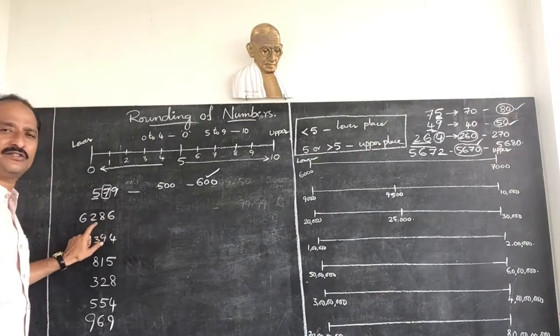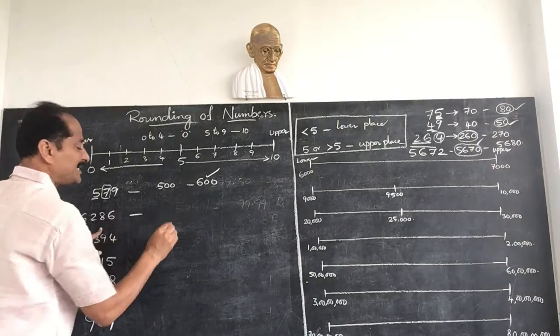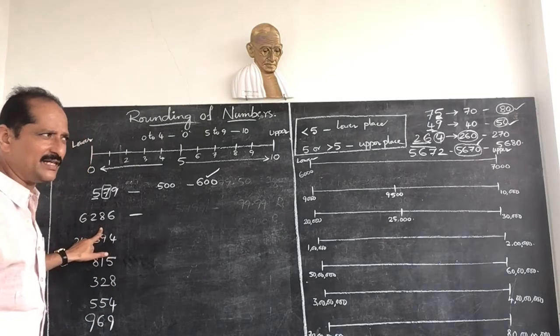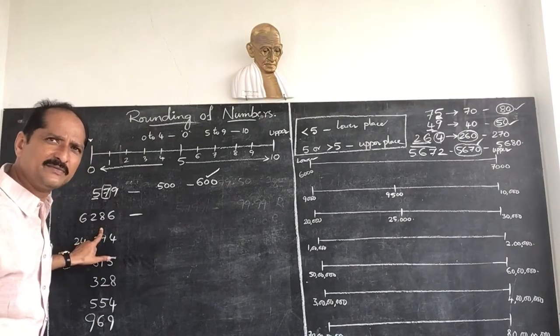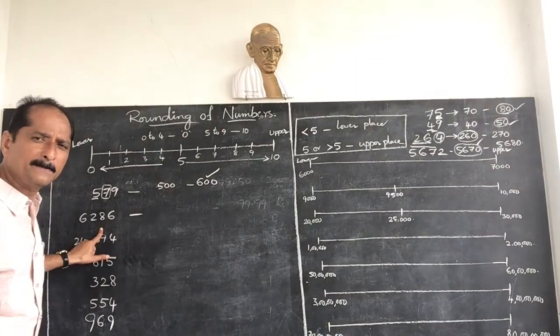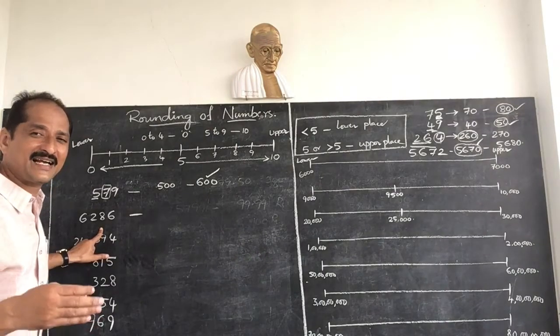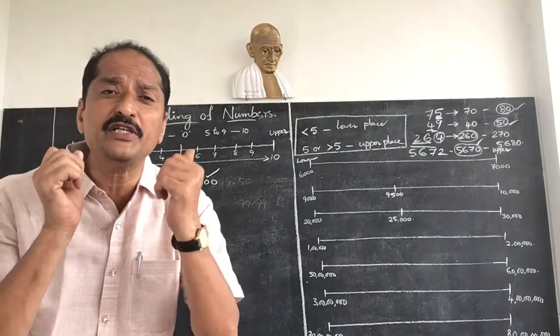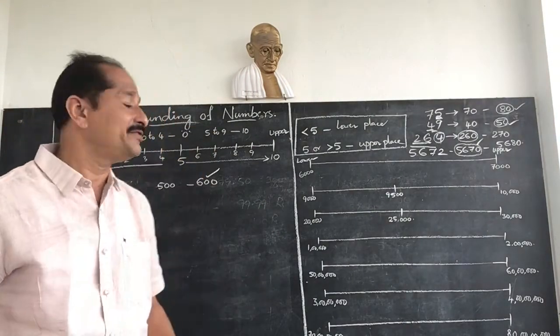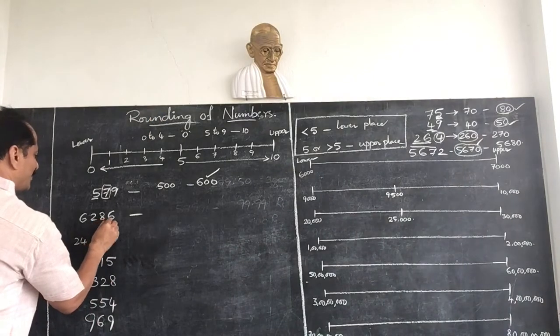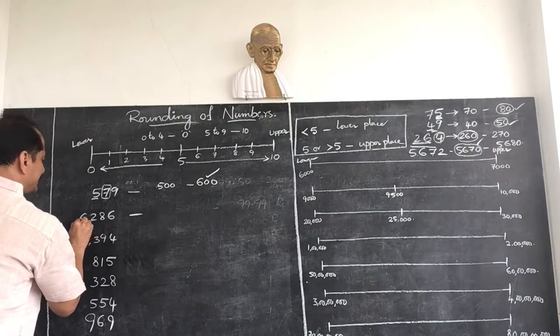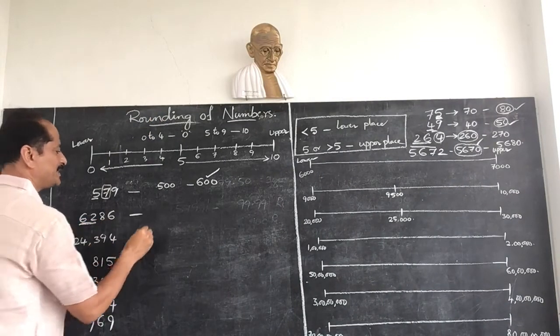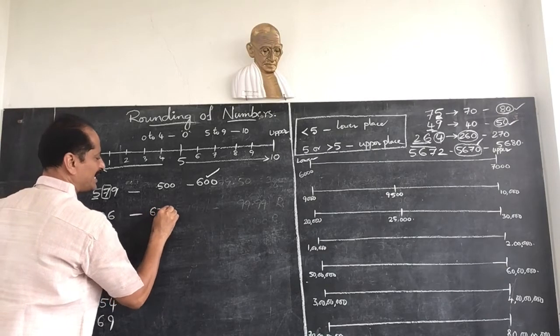Now here also you check this number. Round off this number to the nearest hundreds place. This is also hundreds place only. What should we see? Next lower than hundreds place. How many hundreds are there? That means this number is in between which two hundreds we have to calculate. See here, ones, tens, hundreds. That means 62 hundreds.